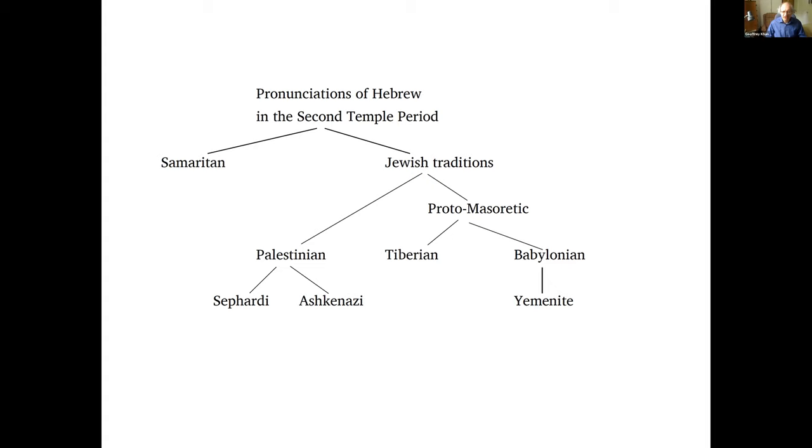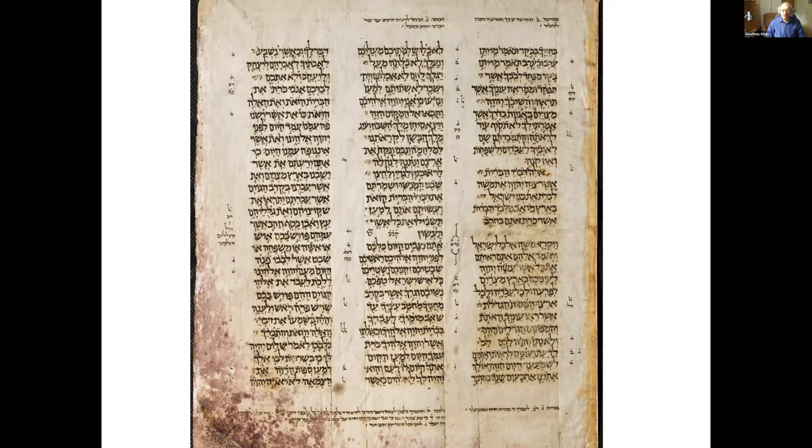The only tradition that really has ceased to exist is the so-called Tiberian tradition. Now, this is very unfortunate because it is this Tiberian tradition of pronunciation that is reflected by the vocalization signs of Hebrew as we know it, or biblical Hebrew as we know it. Now, the Hebrew Bible that is used in printed form today is based on medieval manuscripts like this one.